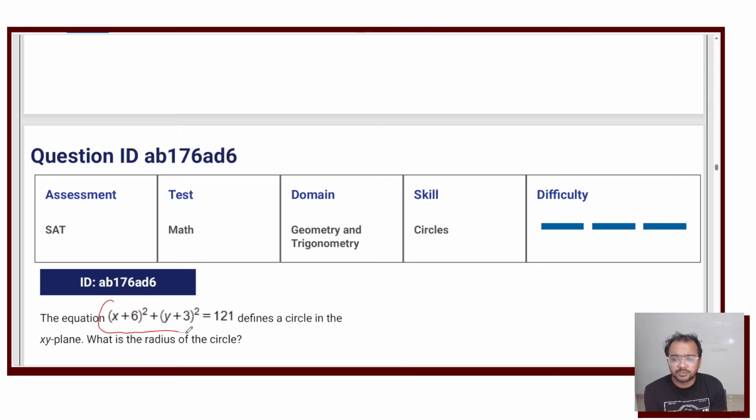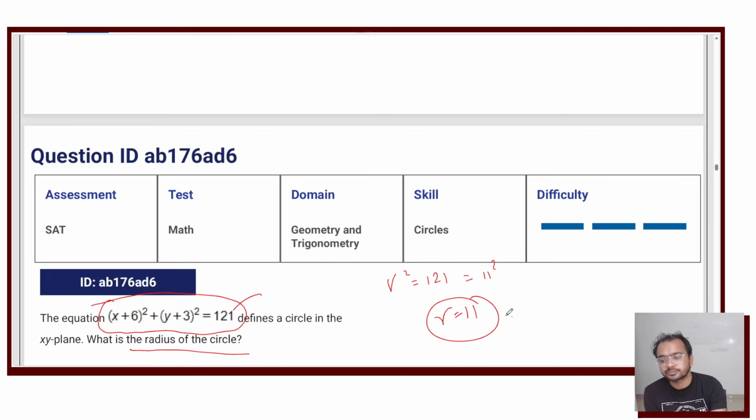Okay, again we have an equation of a circle and we need to find the radius. So that's very simple. r square is 121 and this is the square of 11, so r will be 11. So 11 is the radius.